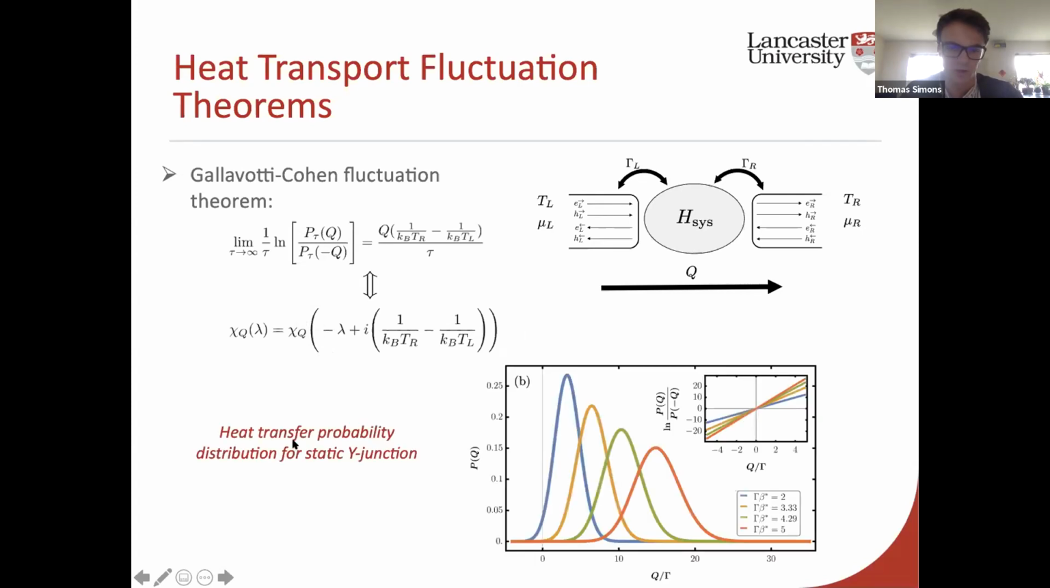So if we consider the case of our Y junction when we don't perform the braiding and we just have a static system, we indeed see that this fluctuation theorem holds. The gradient of this line of the ratio of P(Q) and P(-Q) is given exactly by the temperature gradient between the leads.